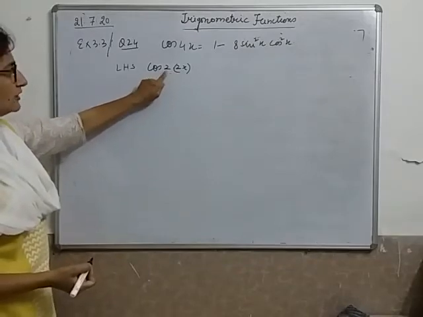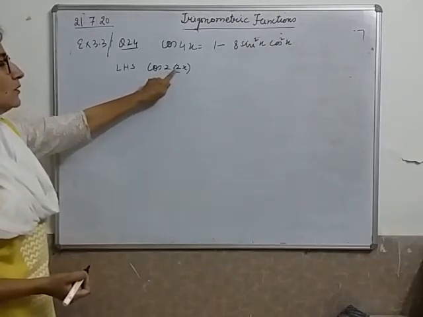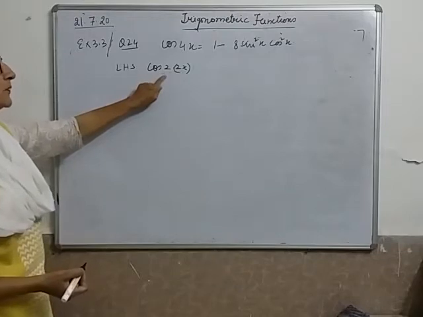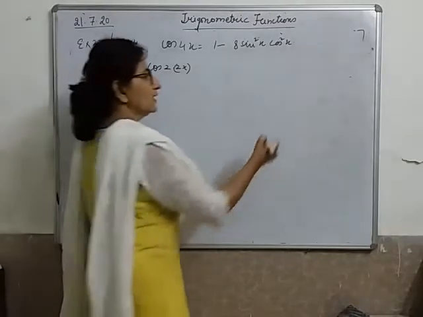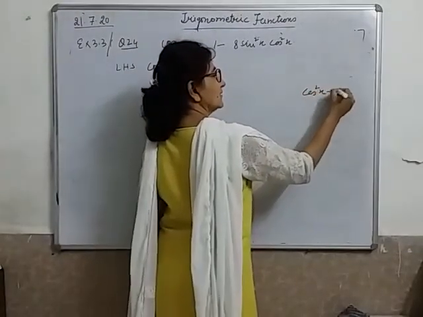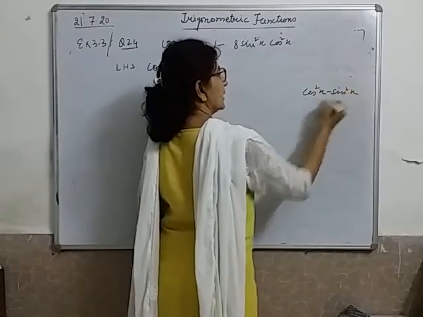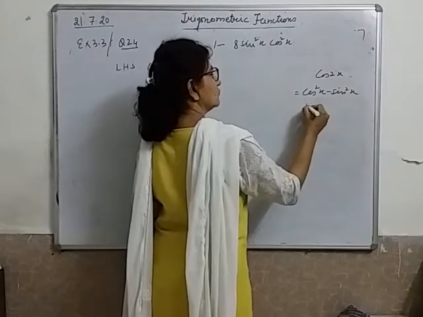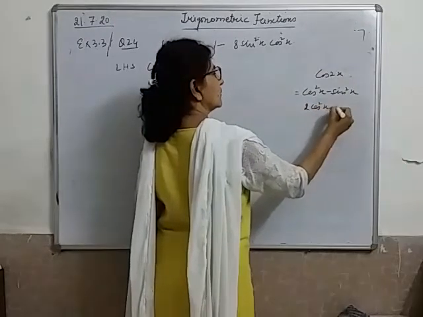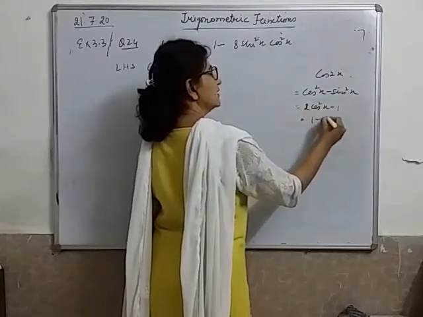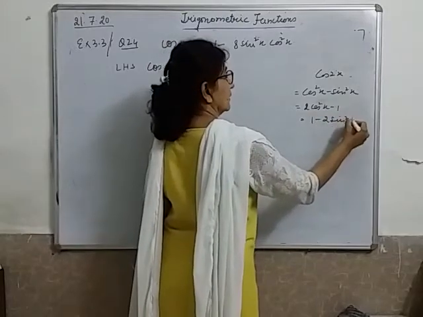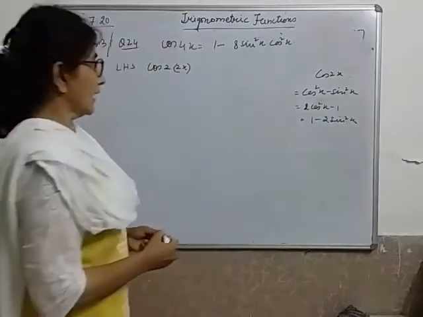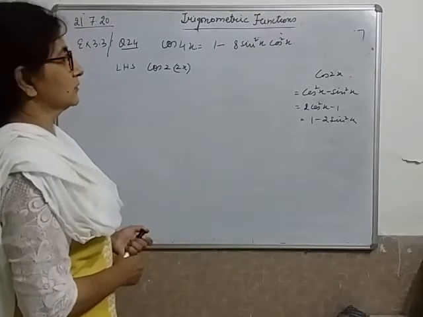That is for sure it will be applied once again also. But right now what should I do? See, you have 3 identities for cos 2x. One is cos square x minus sin square x. One was 2 cos square x minus 1. One was 1 minus 2 sin square x. Right? Now, I don't know if it can be done with some other also.